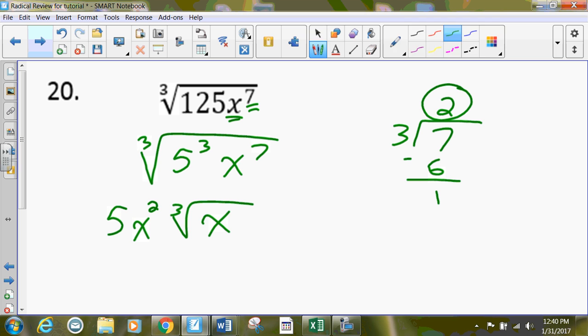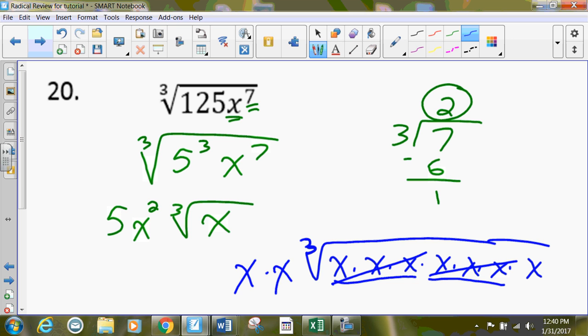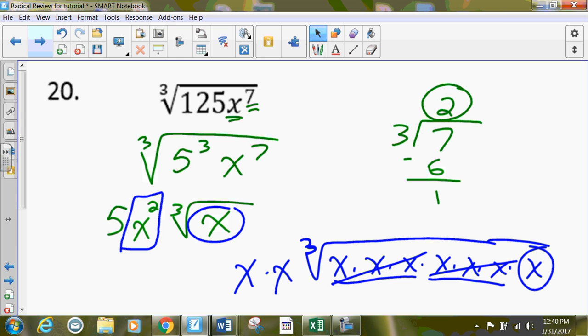Now, if you don't like that way, you can take your time and write out x to the 7th, 7 times. This rule says anything that's being multiplied by itself 3 times may come out. So x times x times x, boom, can come out. x times x times x, boom, another one can come out. This poor x has to stay in. x times x is x squared, and that's how we got that, and that's how we got the x that stays there. As long as your brain can understand it and you can replicate it, you're good to go.